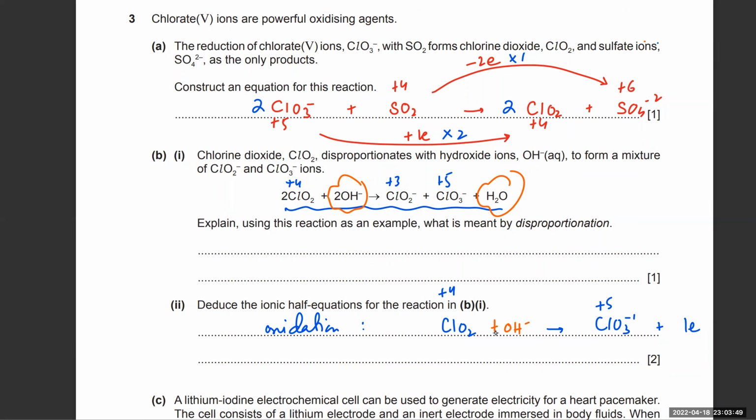If I bring in one OH- ion, then on the other side, let's say I bring in two OH- ions, and there's a water molecule on this side. Are the hydrogen and oxygen balanced now?